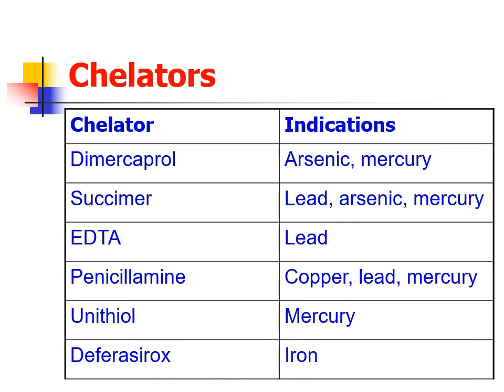Here are examples of some chelators. Dimercaprol, used in arsenic and mercury toxicity. Succimer, used in lead, arsenic, mercury toxicities. Edetate calcium disodium in lead toxicity. Penicillamine in copper, lead, mercury toxicities. Unithiol in mercury toxicity, and deferoxamine in iron toxicity.